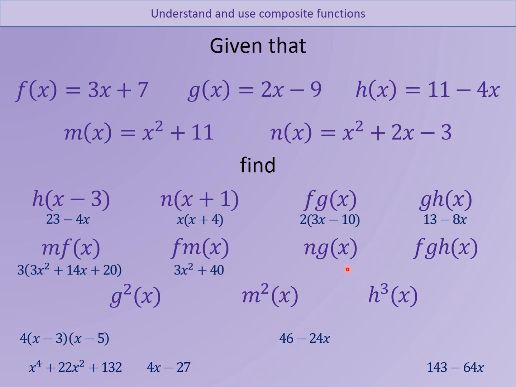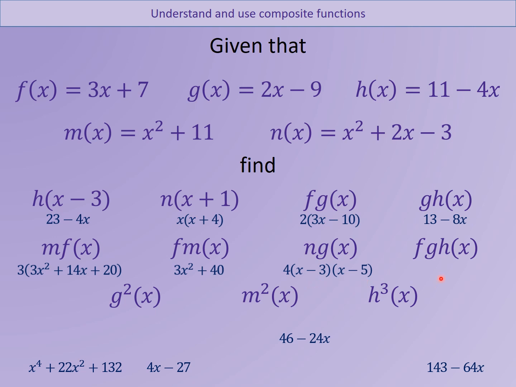n of g of x, so I've got my g of x function, there it is, 2x minus 9, and I'm substituting it in there and there because that's what the n function does. Doesn't matter, it's got 2 variables. Put it into those 2 places, and what do you end up with? That once you simplify and factorize.